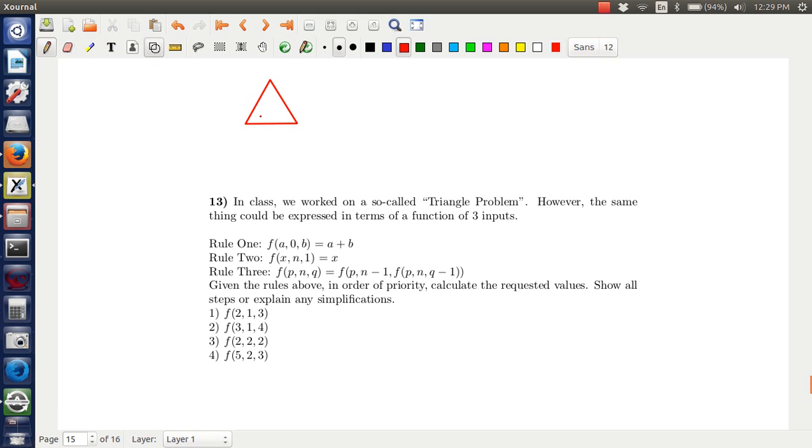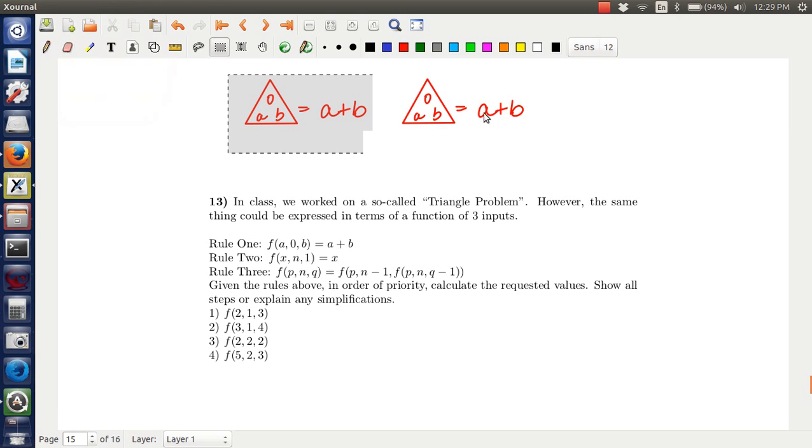We said A 0 B is A plus B, and then we had another rule. We had X n 1 is X. So what that meant was, as long as there's a 0 at the top of the triangle, you add the other two parts of the triangle, and as long as there's a 1 in the right-hand corner, you take the left-hand corner. And the first rule took priority over the second rule.